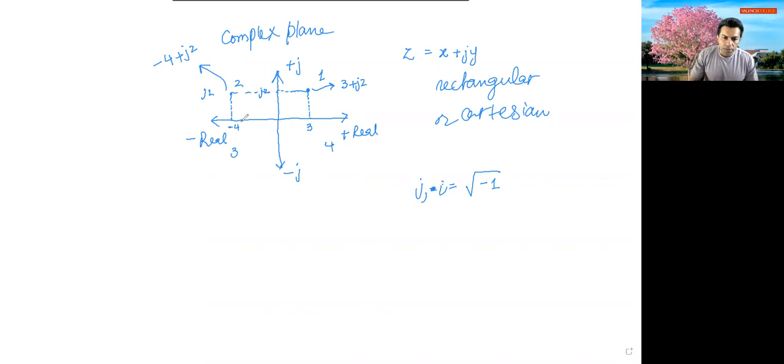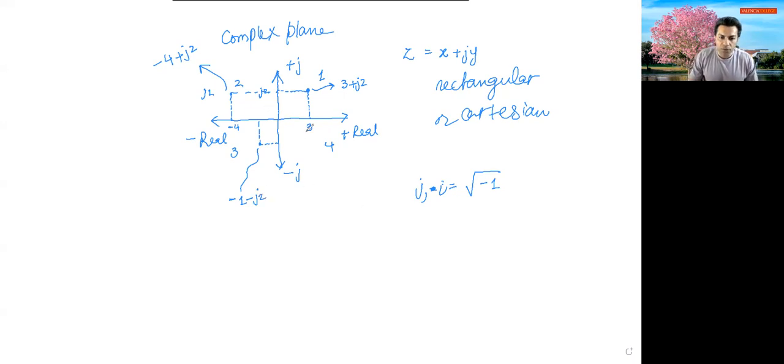In the third quadrant, both x value and y value will be negative. So the point is here, let's say. X value is negative, real part is negative, and imaginary part is also negative. Let's assume this number to be -1 minus j. I'll just keep 2. Let's say -1 minus j2.